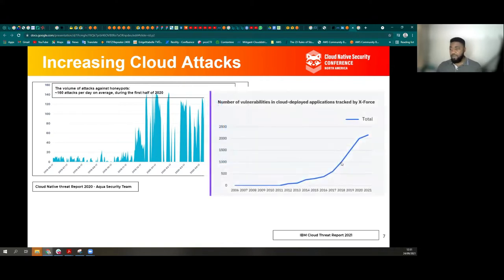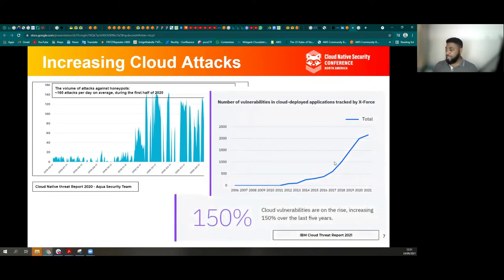Similarly, there was a report released just a few months ago by IBM. In this report, they observed a 150% increase of cloud vulnerabilities in the last 5 years. And the point to note here is it's not just that these attacks are increasing, but also the attacks are getting more sophisticated. They are not conducted just by script kiddies. You have highly organized criminals that are actually involved in conducting these attacks. And today, it means that defending cloud native infrastructure becomes more and more difficult.